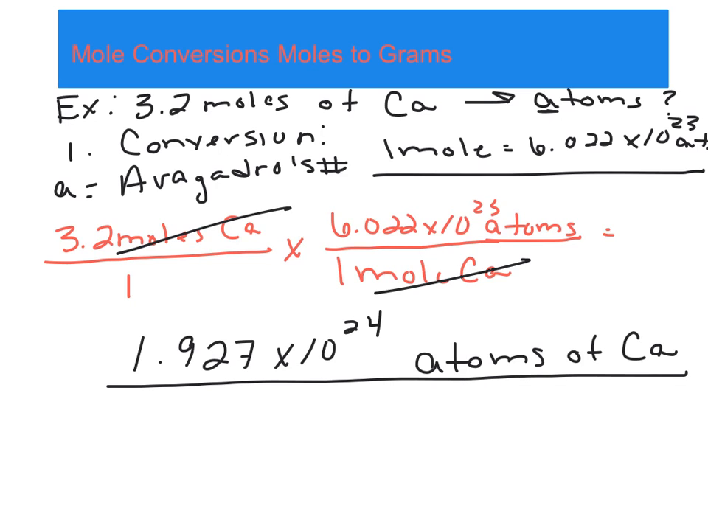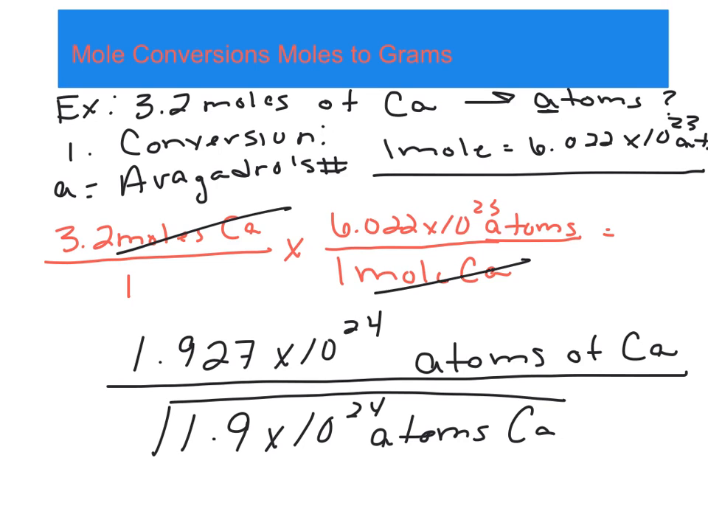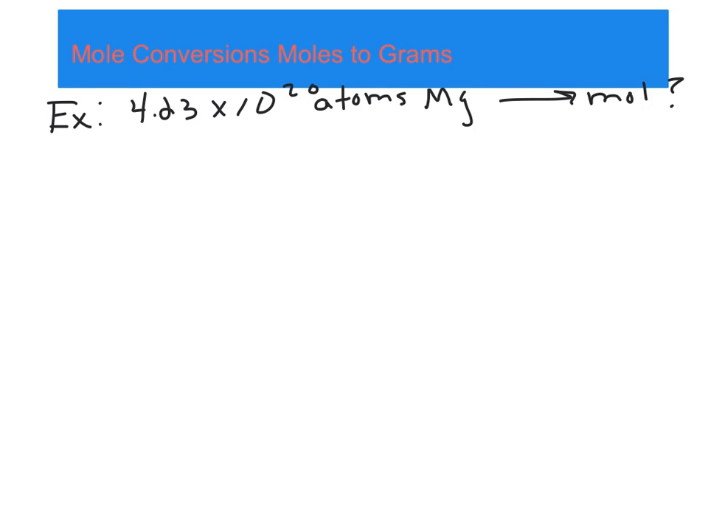Now, because my initial number had 2 significant digits, I'm going to round this to just 1 decimal place. So let's rewrite it. If I round this, it's going to be 1.9 times 10 to the 24th atoms of calcium, and this is my final answer. Easy, right? Okay, I cleaned things up a little bit. Let's go ahead and try another example.